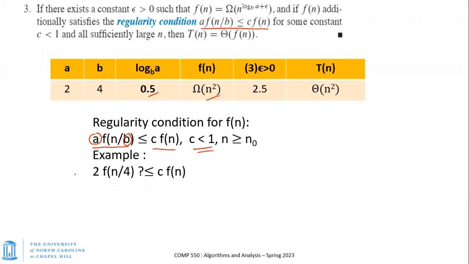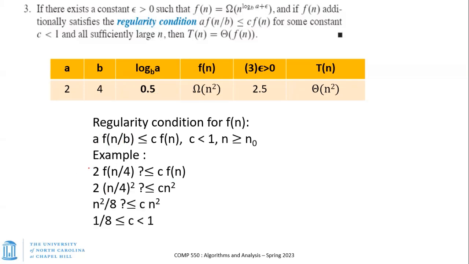So if you plug the numbers in, what do you get? Let's take a look at this. You're basically saying a is equal to 2 over here, and b is equal to 4. So 2, and the function f of n is n squared. So we're saying that 2 times n divided by 4, the whole squared, has to be less than or equal to c times the function f of n, which is n squared, and c has to be less than 1.